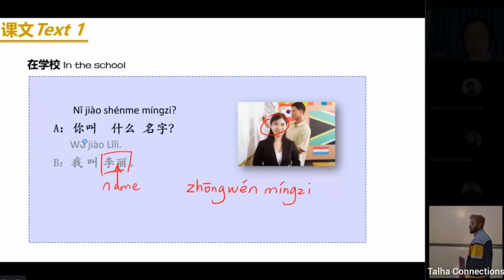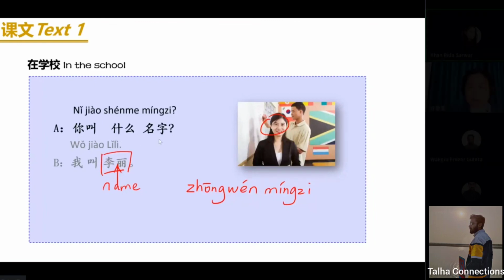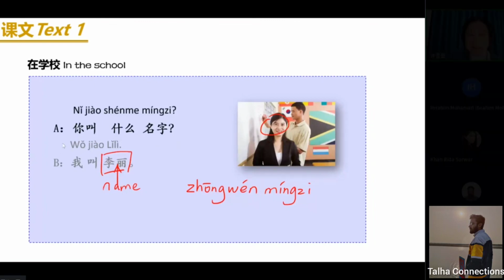Now, let's read. 你叫什么名字？ Okay, read it to yourself. 你叫什么名字？我叫李丽。Okay, now I'll turn on your mic and then you can ask one another, what name are you called? What's your name?